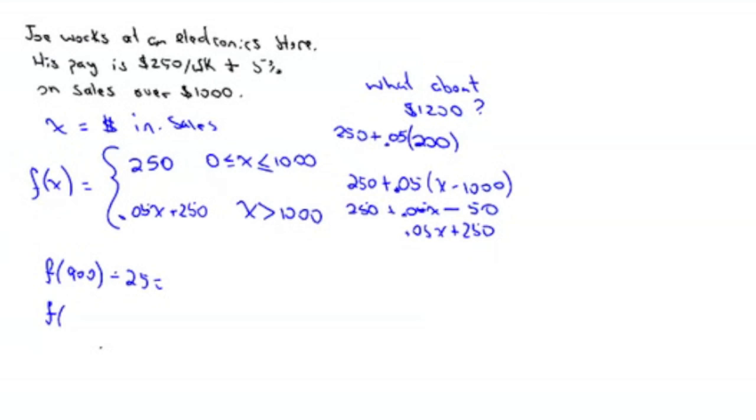So if I do f of 5,000, which function do I look at? The bottom one. So this will equal 0.05 times 5,000 plus 250. Want to do my mental math? This will be 5 times 50, which is 250, plus 250, 500. So this would be $500.